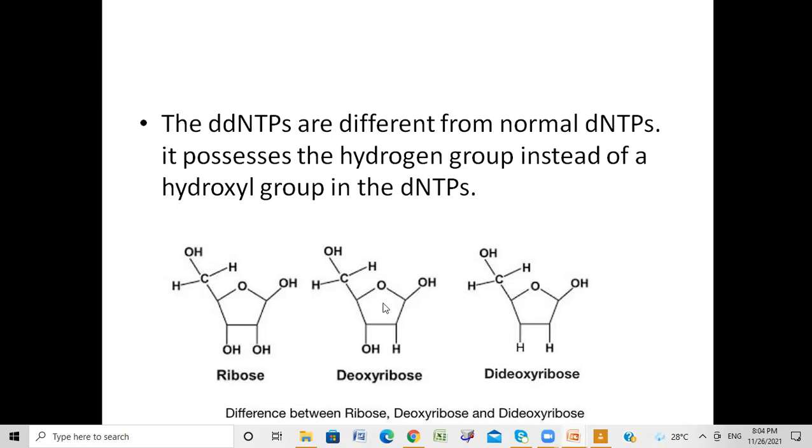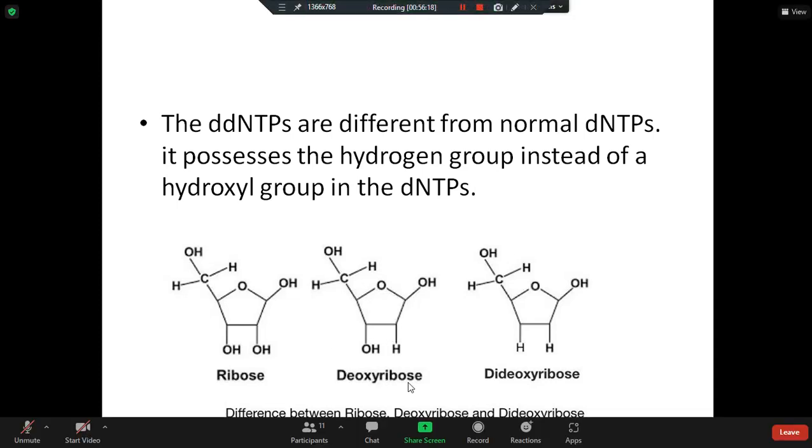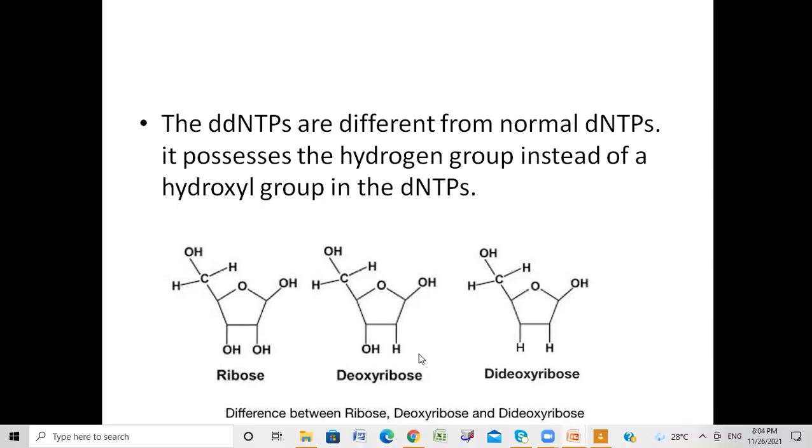Sugar, but in case of DNA, you have the deoxyribose. Here, in this particular second carbon, the O group is removed, so we call it deoxyribose. Here, the O is present. Here, the O is removed, so we call it deoxyribose. But in case of this dideoxyribose, what happens? The third carbon O is also going to be removed.